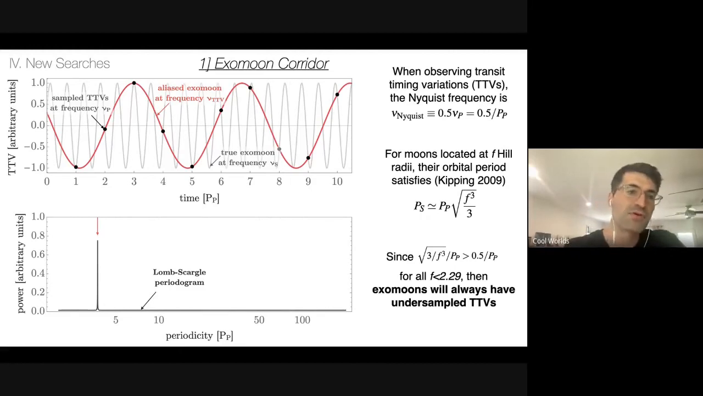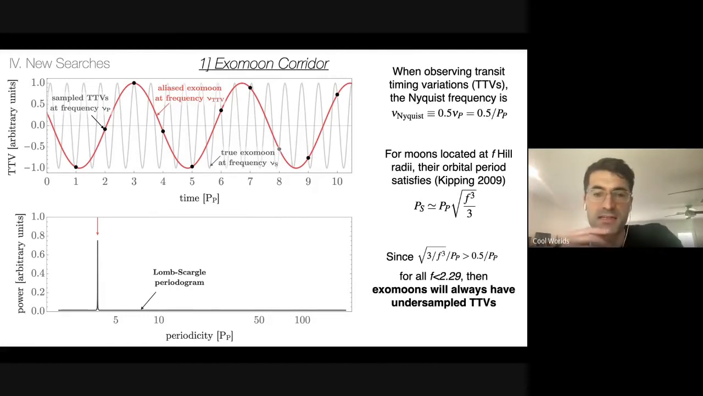And so if you actually sample that at each epoch, at the integer number of epochs, which are the black points, then the signal you think you see is the red line. But that is not the period of the moon, right? That is not the frequency of the moon. That is the frequency of the alias of the moon. The true moon frequency is much, much higher. You just can't sample it.